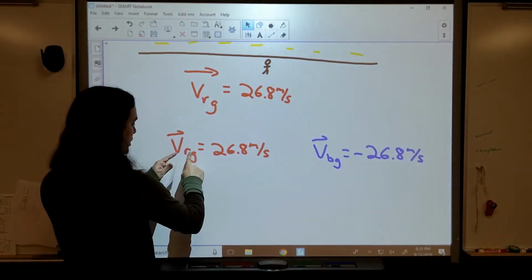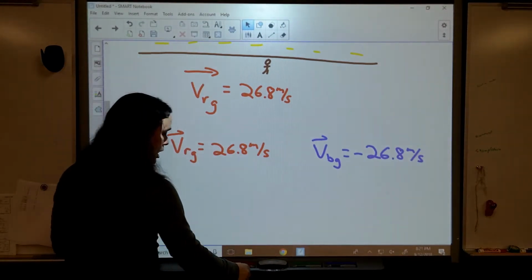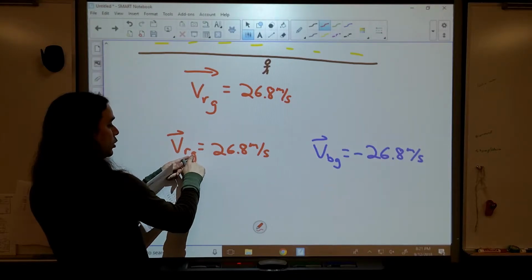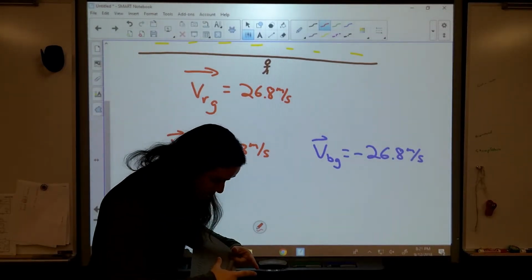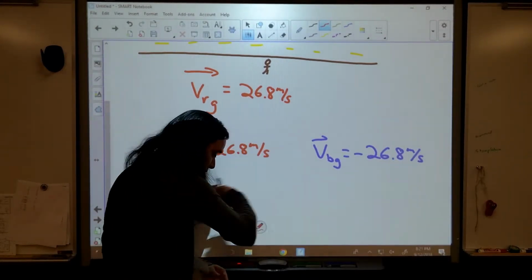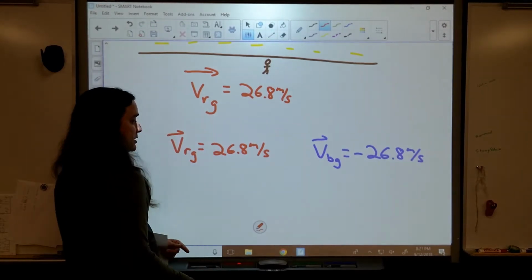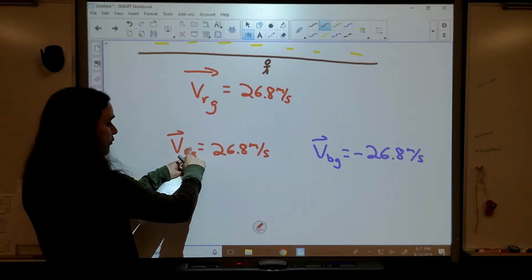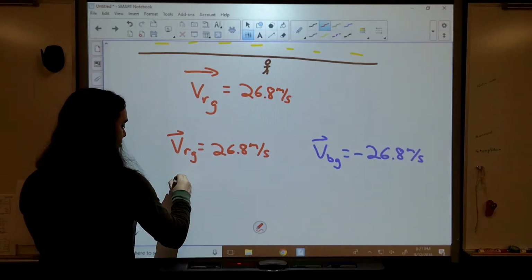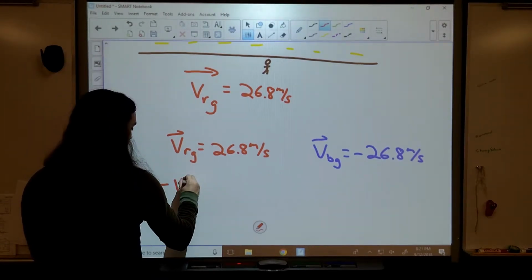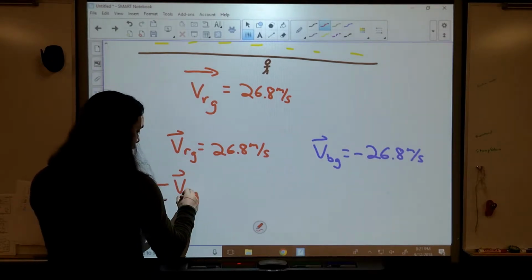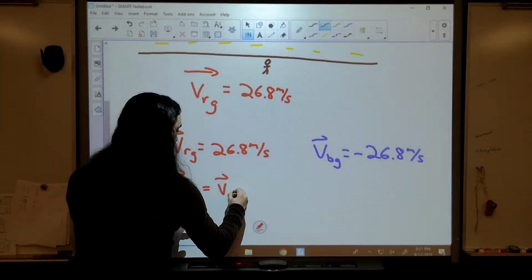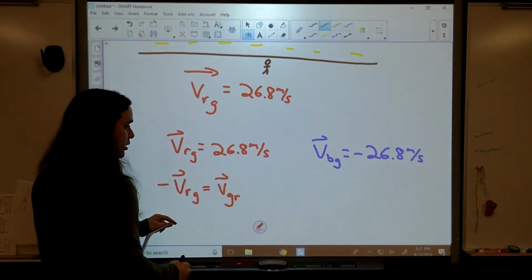Now, one of the things that we can do is reverse these. Instead of the velocity from the ground's point of view, we could look at the red car. If I'm in the red car and I look down at the ground, it looks like it's going that way at 26.8 meters per second. In short, I can reverse these reference frames by taking the negative. Negative RG, red car with respect to the ground, is equal to the ground with respect to the red car.